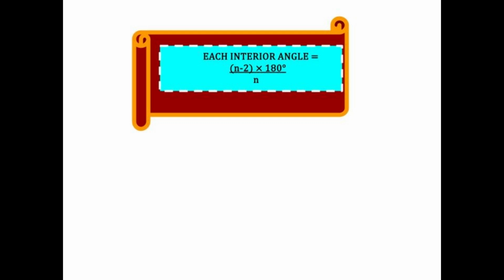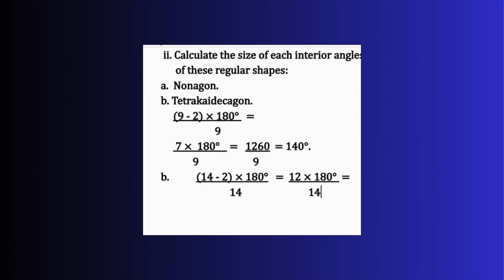Now that we've got that, if one is asked to find the size of each interior angle in any polygon, we use the formula n minus 2 times 180 degrees divided by n.